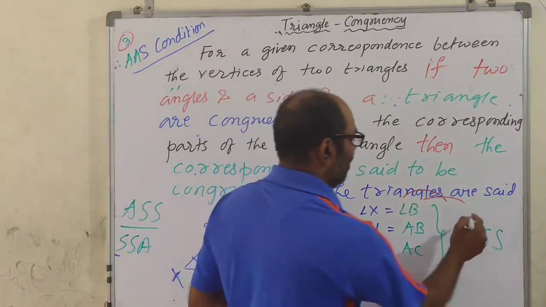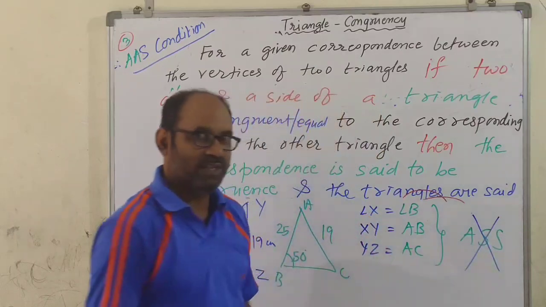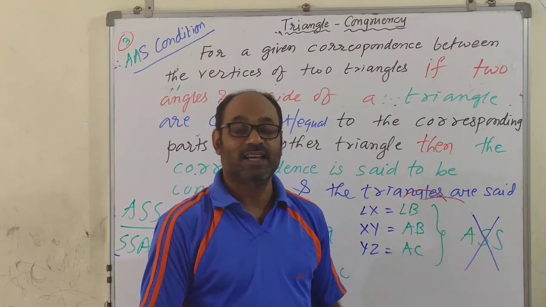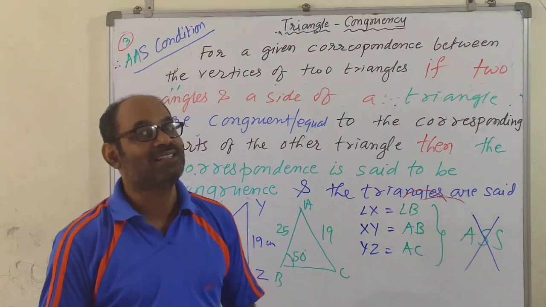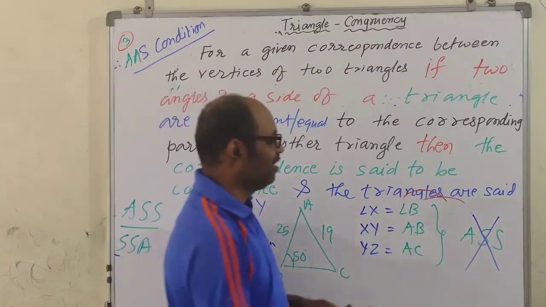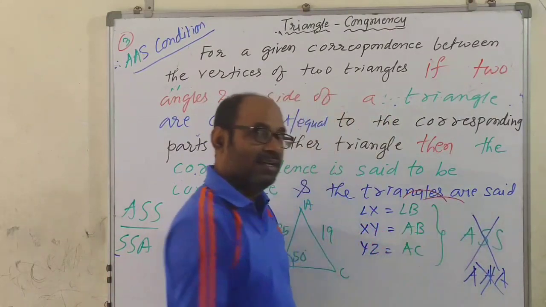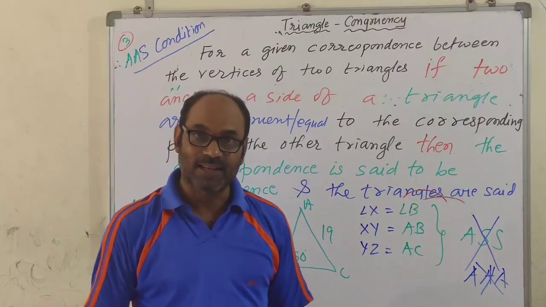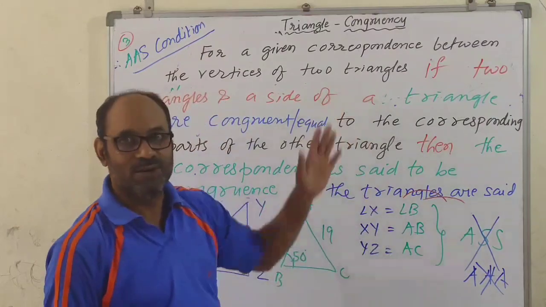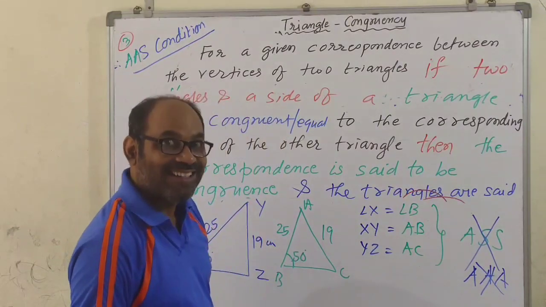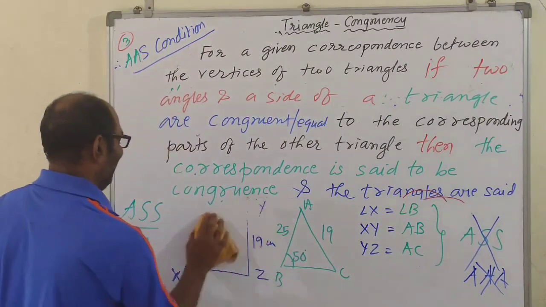So again, this condition, if three corresponding parts are congruent satisfying condition ASS, that doesn't guarantee the two triangles are congruent. So which two conditions are not congruent? Angle, angle, angle, and angle, side, side. Is that clear to you? Since they are not congruent, we don't have to write here. Clear? Okay. Are there any more conditions? Let's see.